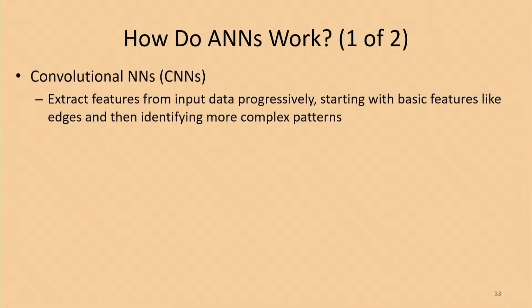So convolutional neural networks, or CNNs as they're called, extract features from input data progressively, starting with basic features like edges and then identifying more complex patterns. So look at the edges, then come in to the middle, which means you're looking at the most obvious first and then coming to the less obvious. That's what the concept is, okay?